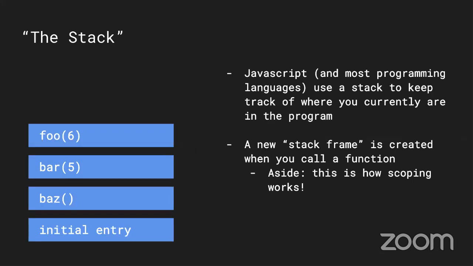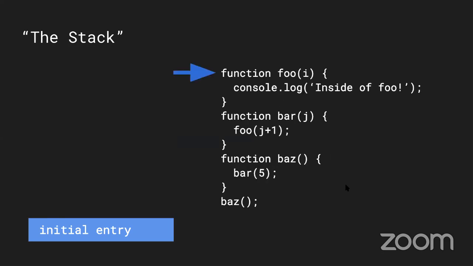Okay. So stacks. Now, the stack. We're getting a little more official here. Most programming languages actually use a stack behind the scenes to keep track of where you currently are in the program. And when I used that word stack frame before, a new stack frame, or an entry, one of these entries in the stack, is created whenever you call a function. And I'll explain that in a moment. But okay, here we go. So I'm going to walk through this program. So maybe to start with, let's walk through it by hand before I run through this and use it with the stack.